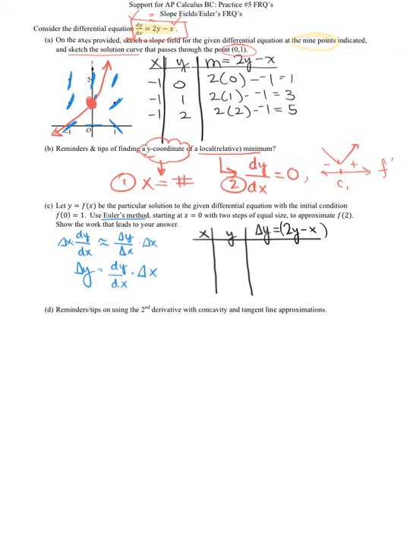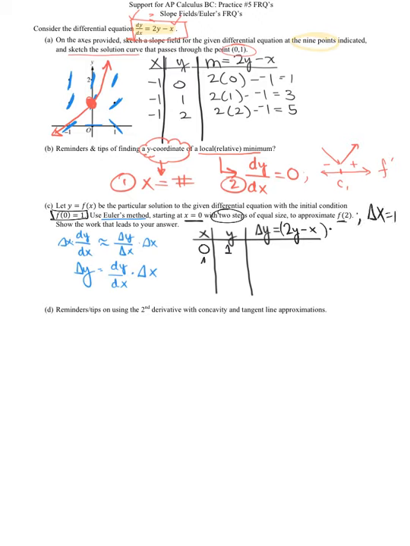And then times our value for delta x. I don't know that yet, so let me go ahead and figure that out. We're given the ordered pair, so f of 0 is equal to 1. So when x is 0, y is 1. And we are starting at x equals 0. We're doing 2 steps, and we're headed up to 2. So our first step: 2 minus 0 is 2, and then divided by 2 is 1. So our delta x is going to be 1.